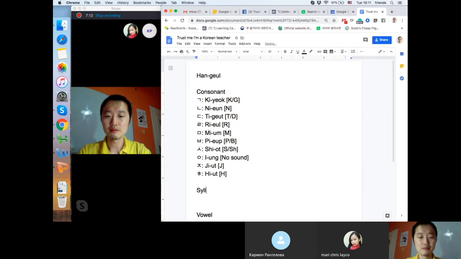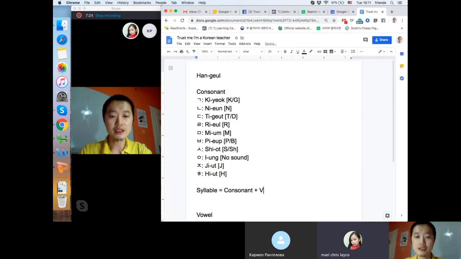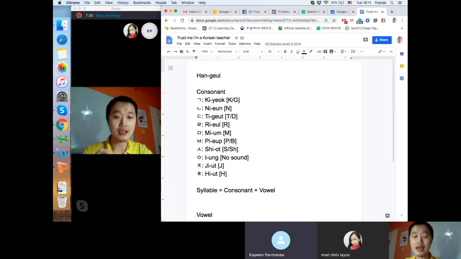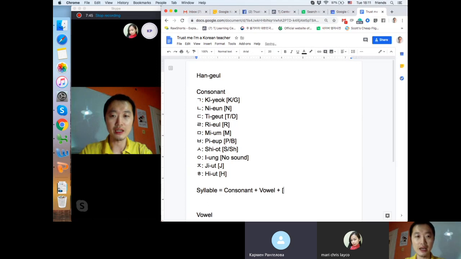One syllable is always consonant first. Always consonant, and after that, we write a vowel. That is one syllable. And if we need, then we can add an additional component, which is some consonant. But these are additional ones.